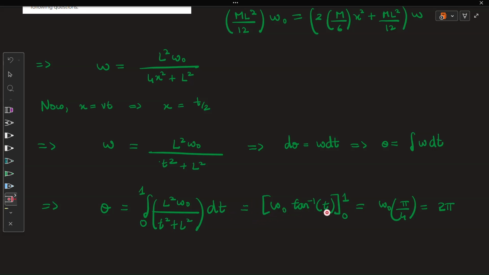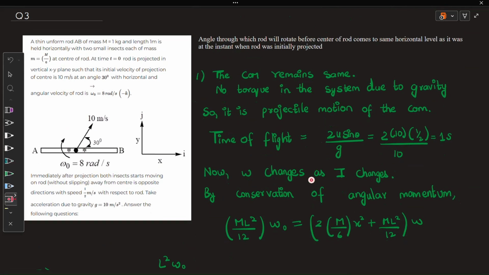So what I get is omega naught tan inverse t, because L is 1 and omega naught is 8. Omega naught 8 I will substitute it later. So from 0 to 1 I get omega naught into pi by 4, tan inverse 1 minus tan inverse 0, we get 0. So omega naught into pi by 4, which I get 2 pi. So this is a very simple question.